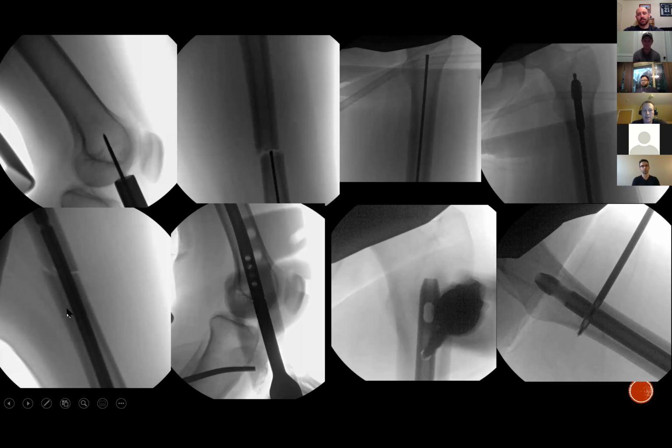So this nail does help us with reducing the fracture, but I want to make sure you guys understand the job of the nail is not to reduce the fracture. The job of the nail is to hold the reduction.